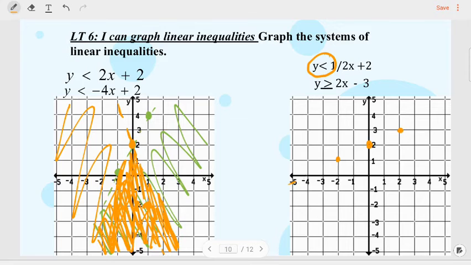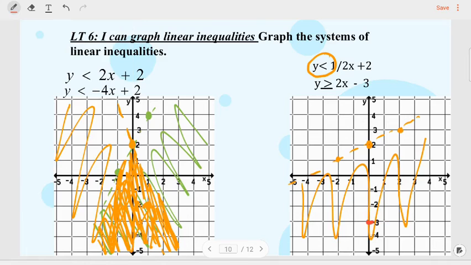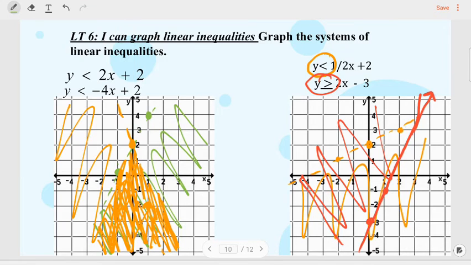says dashed. I want to shade below the line, so we're down here in this section. My other line starts at -3. Let's change colors. -3, up 2 and over 1. This time my line is solid. Whoops. And I want it to be y is greater than. So I'm going to shade above, and I can see that my double shaded region is going to be right here in between these two lines.